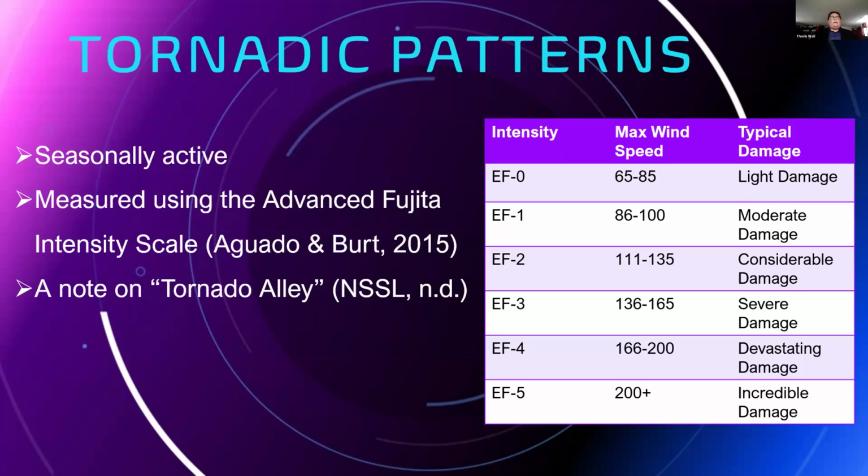The core of Tornado Alley is thought to be Texas, Oklahoma, and Kansas, but it's not a set boundary. It's just where tornadic activity tends to happen, historically speaking. Tornadoes can happen in all 50 states, though.